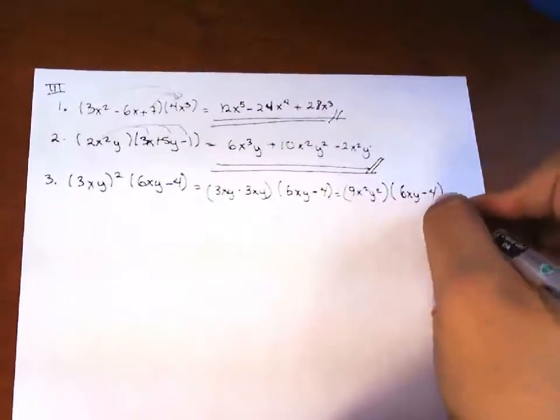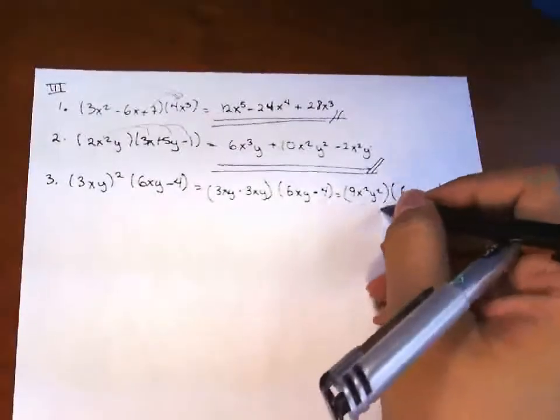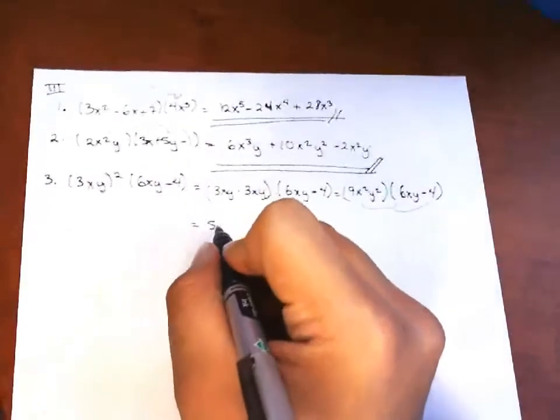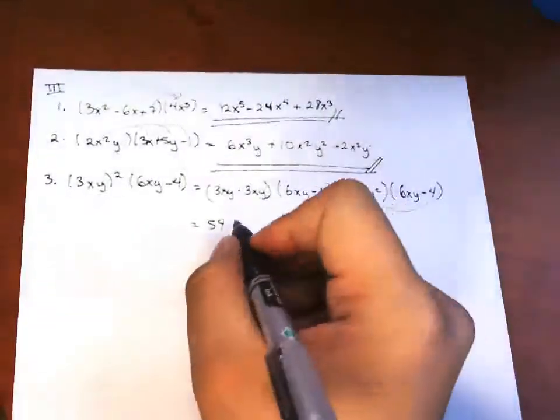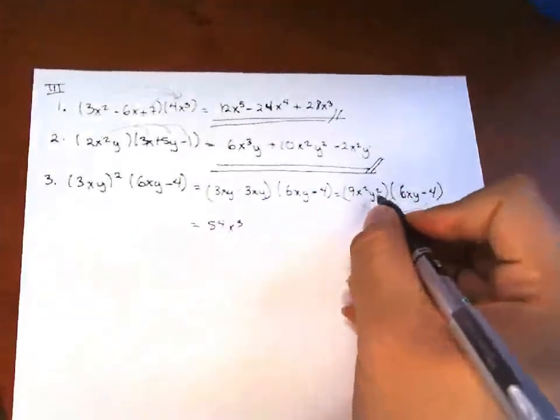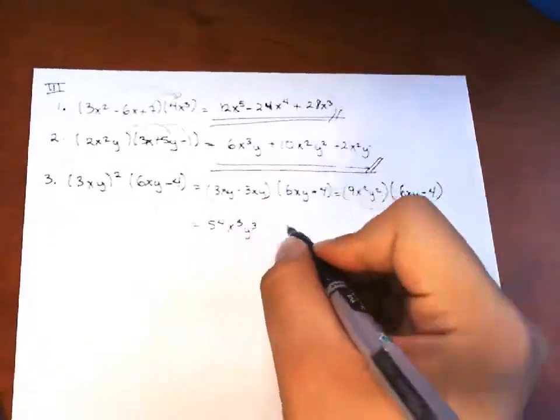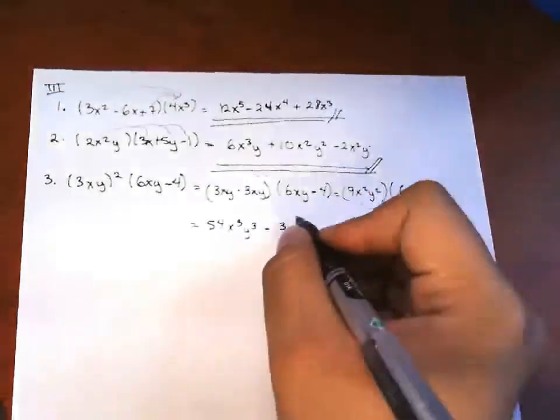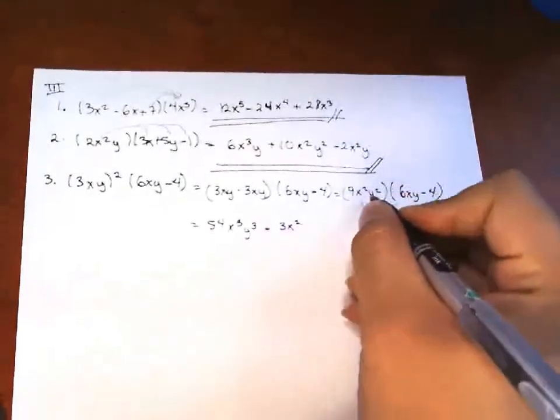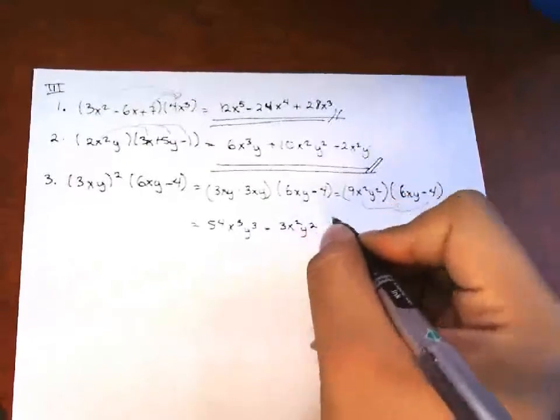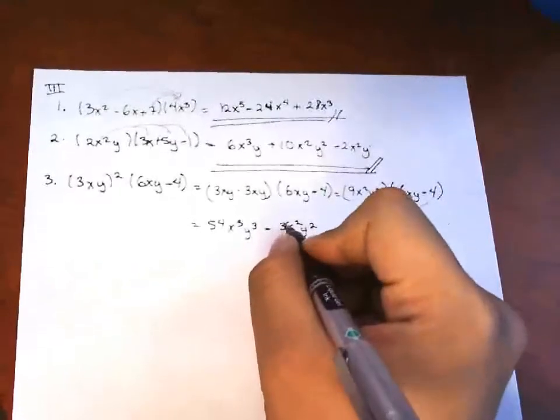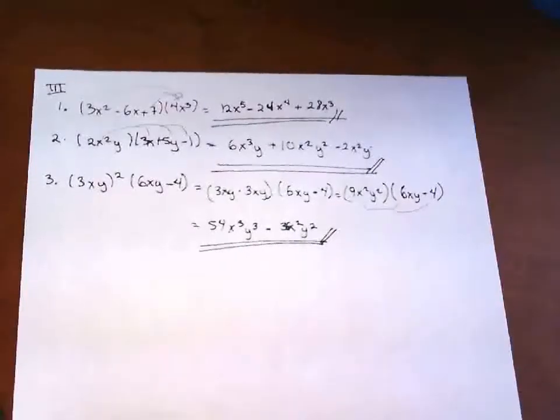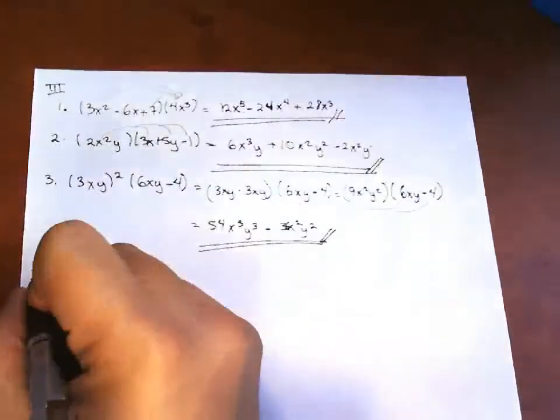6xy menos 4. Y otra vez de nuevo se aplica distributividad y entonces tenemos 9 por 6, 54, x cuadrado por x, x tercera, y cuadrado por y tercera. 9 por menos 4, menos 36, no hay variables, entonces se quedan los de la anterior sin modificación. 36, perdón. 4.